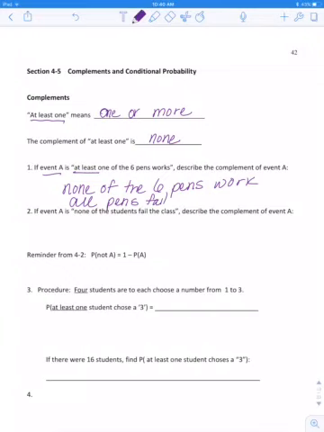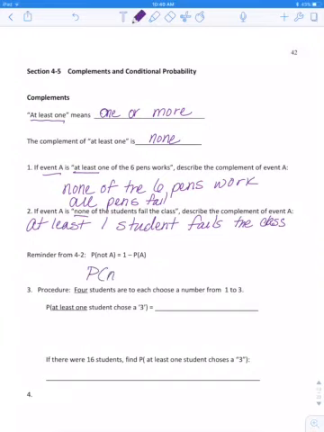The second one says, if event A is none of the students fail the class, so the complement of none is at least one. So we'd say at least one student fails the class. Okay, and just a reminder from earlier, when we want the probability of the complement, it's 1 minus the probability of A.